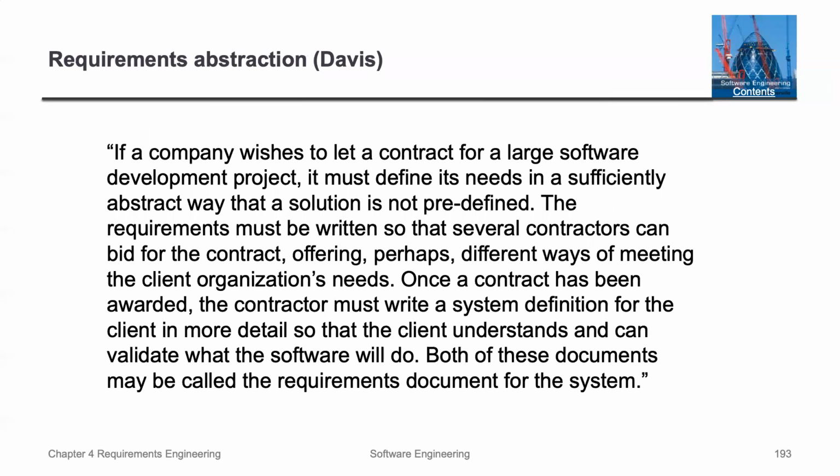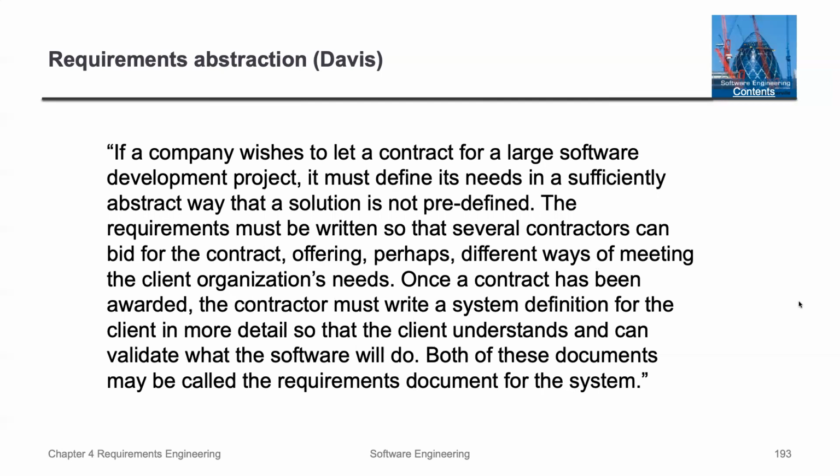A company that wishes to let a contract for a large software development project must define its needs in a sufficiently abstract way that a solution is not predefined. So it needs to be independent of a solution. You need to define what exactly you are trying to accomplish. The requirements must be written so that several contractors can bid for the contract, offering perhaps different ways of meeting the client organization's needs.